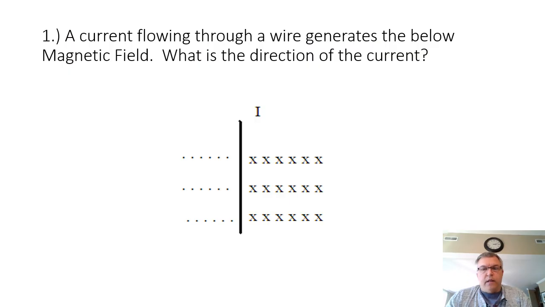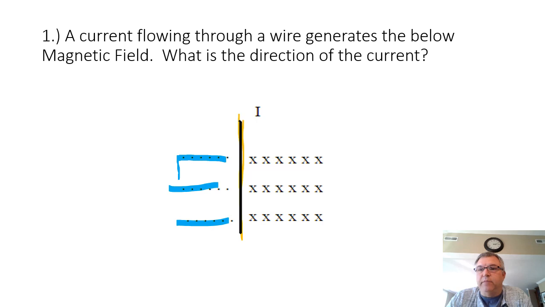Let's take a look at problem number 1. We have a current flowing through a wire generating a magnetic field. They want to know what is the direction of the current. So the line here, let me just see if I can draw this. This line right here represents the wire. And if I look at the notation on either side of the wire, on the left side of the wire, we have these dots. Those represent the direction of the magnetic field.